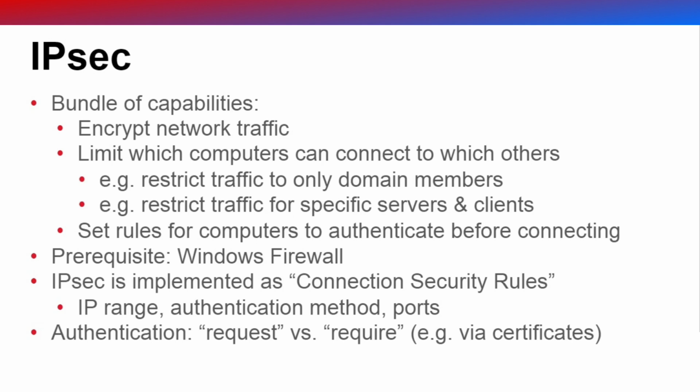So if we want to do this in Windows, we've got to have the Windows Firewall, because IPsec is implemented as something called connection security rules in the firewall console. So we can specify an IP range, an authentication method, and ports to restrict who can talk to whom with IPsec connection security rules. We can also set whether we want that authentication to be request versus require. Require, for example, with certificates. So that's kind of an important capability.